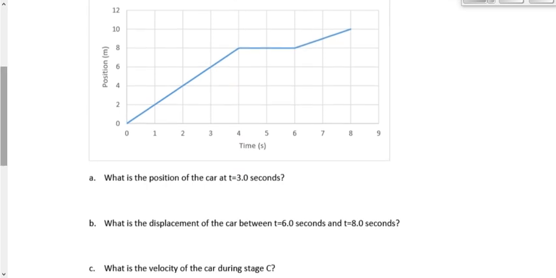What's the position of the car at 3 seconds? This is the easy one, right? All we do for this one is go up and over. So at 3 seconds, we go up and over, and we get 6 meters.